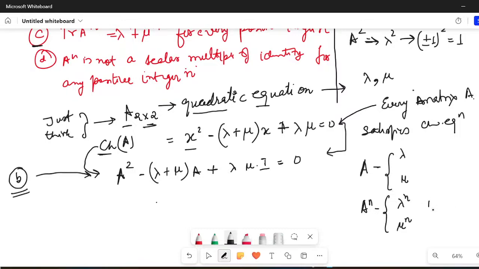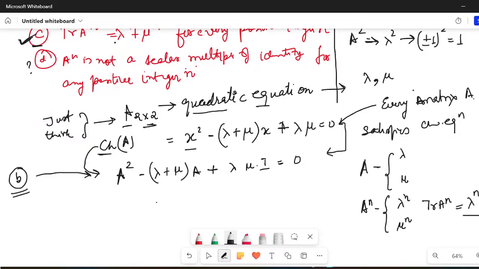So trace of A raised to power n would be lambda raised to power n plus mu raised to power n, isn't it? So option number C is correct. That is absolutely right. What do you think about option number D? Option number B, I'm doing after this. First try to do these last two statements. The first statement is incorrect. That is very much clear.